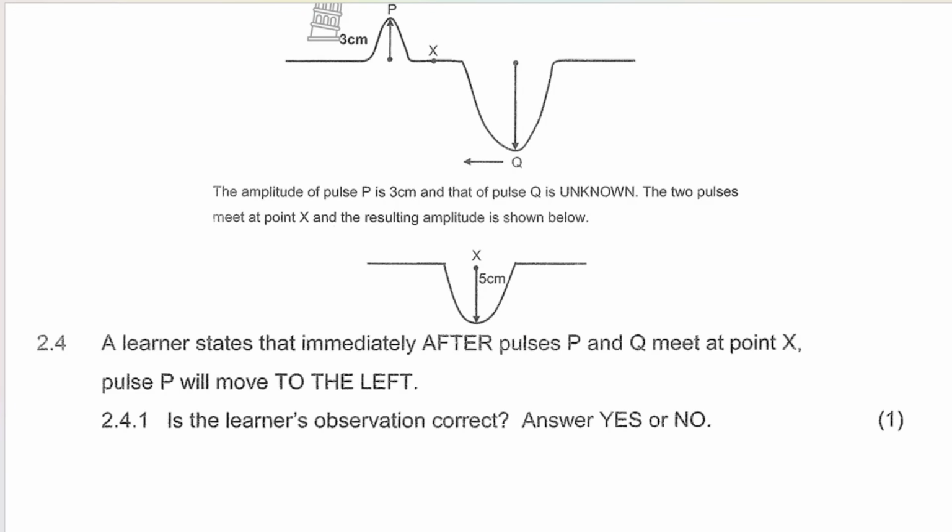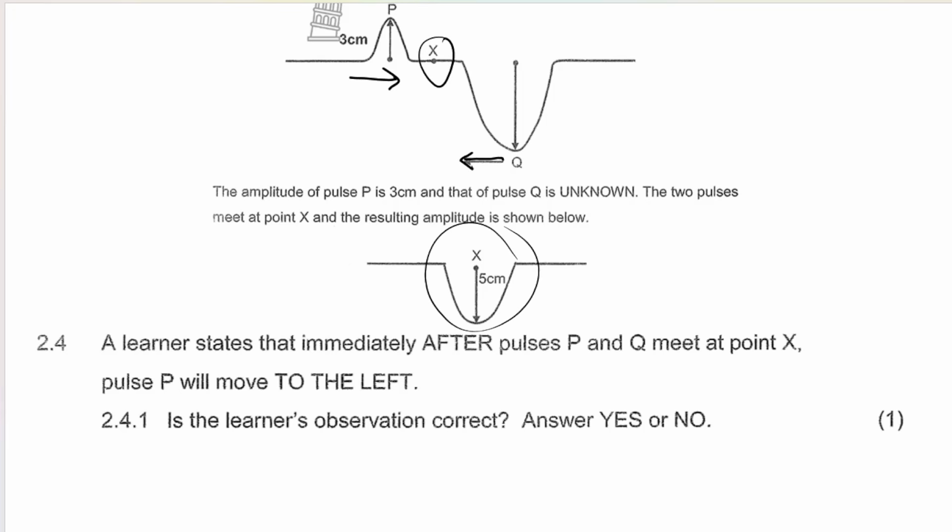2.4 says a learner states that immediately after pulses P and Q meet at point X, pulse P will move to the left. Is the learner's observation correct? Answer yes or no. So let's just think about this. P was initially going to the right. Q was going to the left. They meet at point X, which is over here. And that's what happens when they meet.